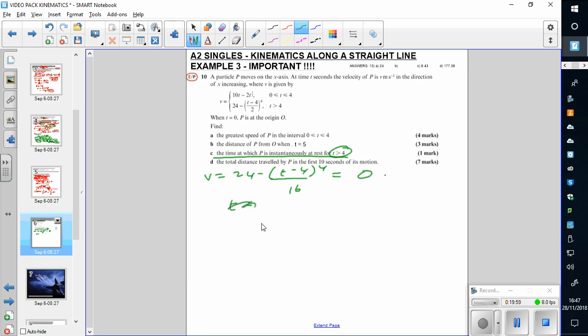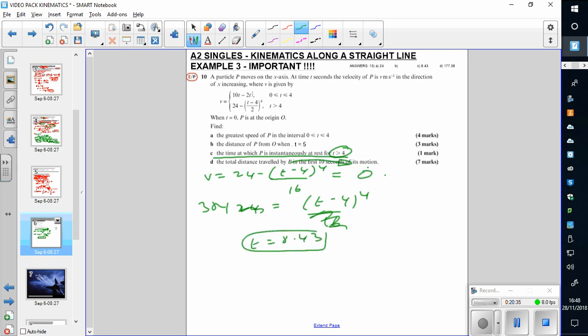So if I move that over there, times by 16, fourth root it, you will get t equals, let me just do that because I'm getting lazy. So 24 is (t minus 4) to the 4 over 16, times by the 16, 24 times 16 is 384, and then fourth root that, and then I'm adding 4 to it. So I should get t is 8.43, okay?